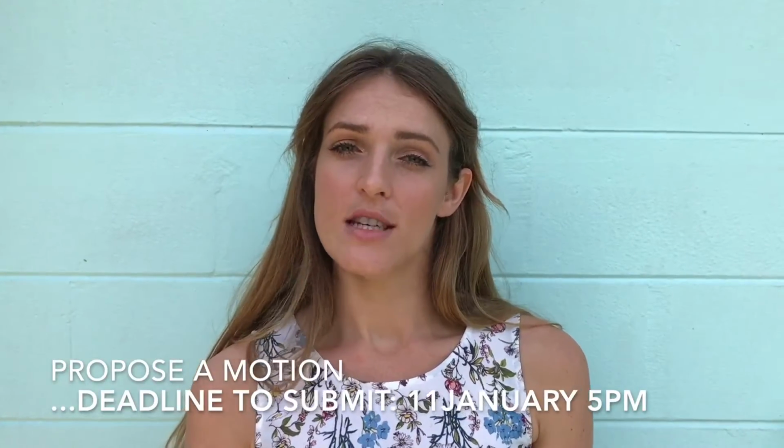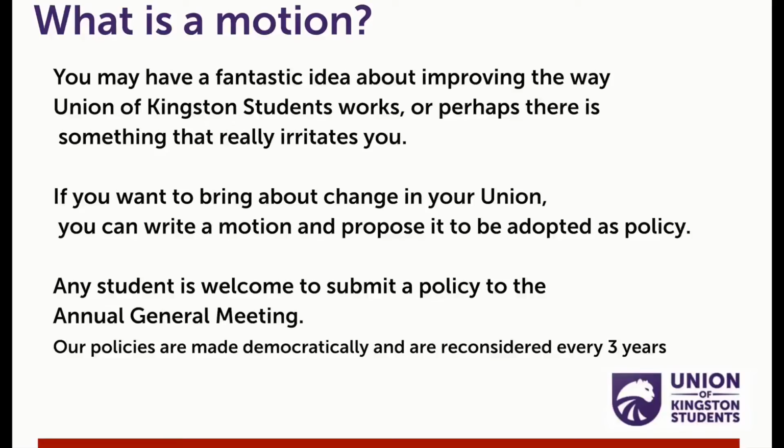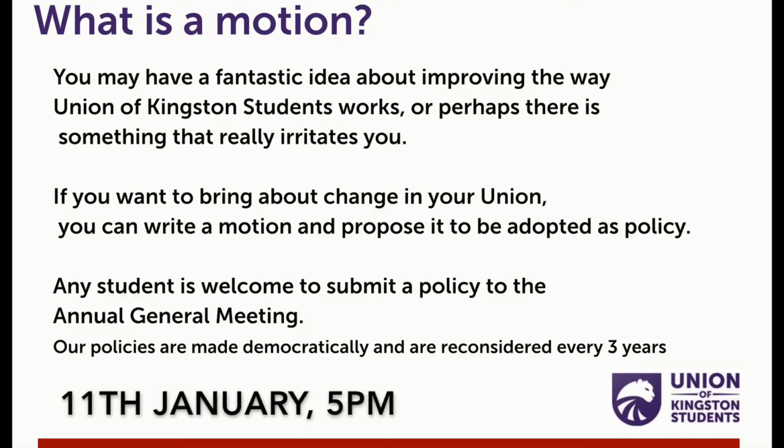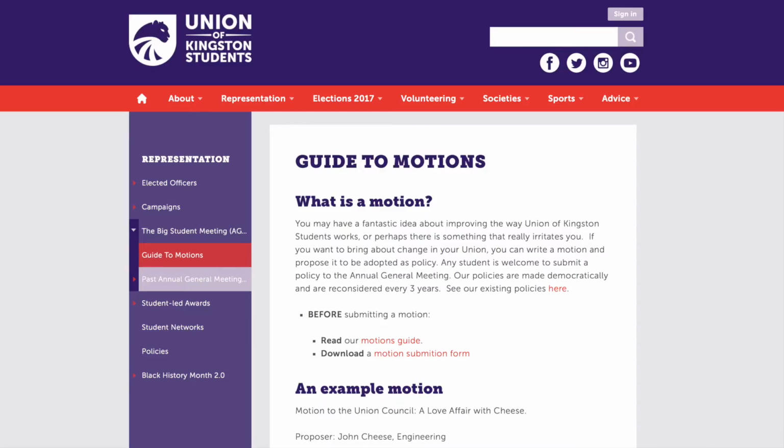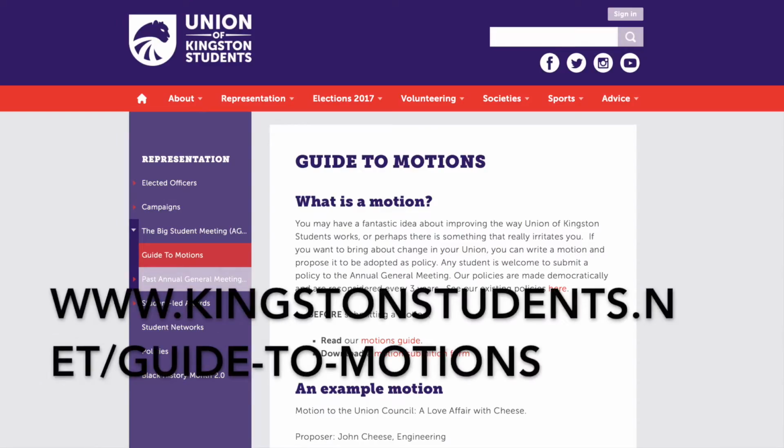So how do you do that? Well, what you have to do is you have to propose a motion. What is a motion? You may have a fantastic idea about improving the way that the Union of Kingston Students works, or perhaps there's something that really irritates you. If you want to bring about change in your union, then you can write a motion and propose it to be adopted as policy. Any student is welcome to submit a policy to the big student meeting, and the deadline for this is the 11th of January at 5 p.m. If you want any help on how to write a motion, just log on to the Union of Kingston Students website where we have a page on how to write a motion.